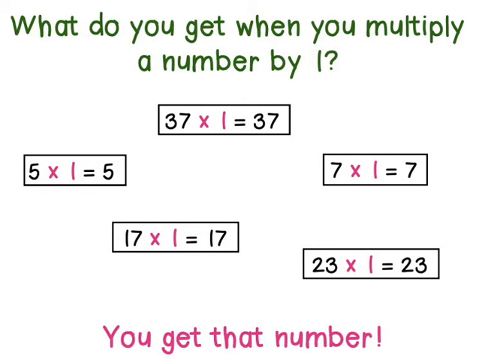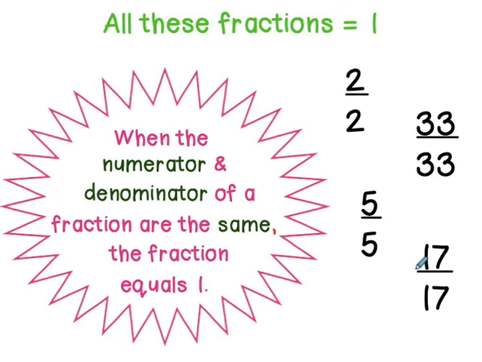Now, let's think about how we multiply anything by 1. When we multiply something by 1, we end up with the same number that we started with. 37 times 1 is 37, 17 times 1 is 17, 23 times 1 is 23, and so on to infinity. Now it's the same exact thing with fractions. To find a fraction equal to 1, we simply make the numerator and the denominator the same. You can use 2 over 2, 5 over 5, 33 over 33, etc.